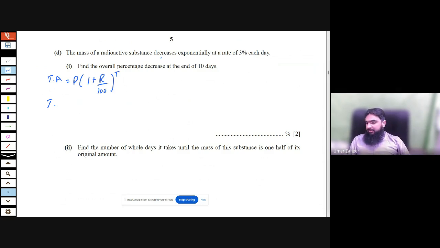Okay, so here we have to find the total amount. Obviously, we don't have the initial or principal value, but it is given that initially we have 100%. After that, it decreases 3% each day, and we have to find the total percentage at the end of 10 days. So initially we have the principal amount of 100%. If we divide into 100 parts, this means that we have 100 parts initially, and it decreases. For a decrease, do we take a positive sign or a negative sign?